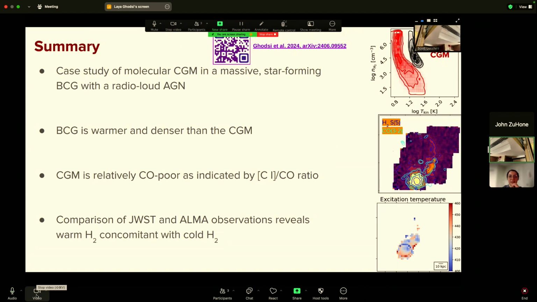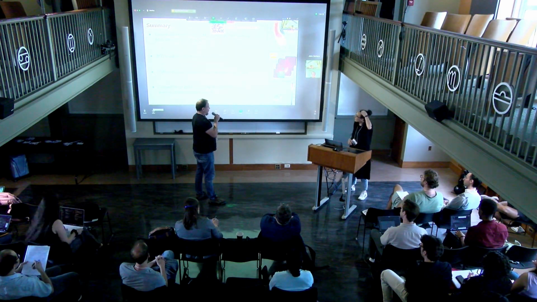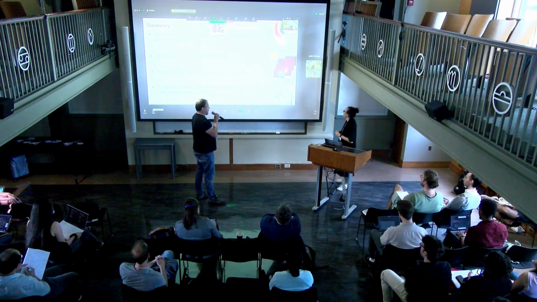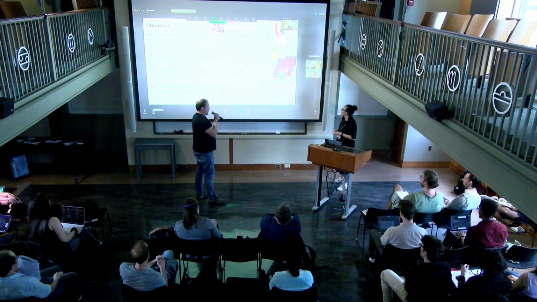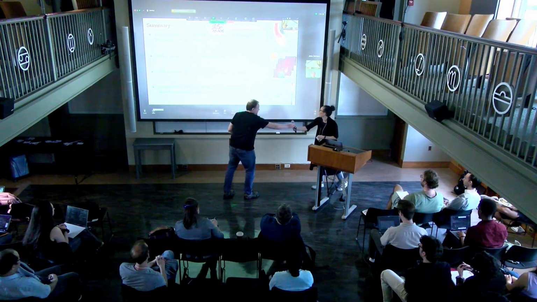Yeah, thanks for the nice talk. Maybe I missed it, but is the idea here that this tail has been stripped out of the BCG? They can have relative velocities of hundreds of kilometers per second relative to the ICM. So is the idea that this stuff originated in the BCG and has been stripped out, or is it really true in situ CGM?